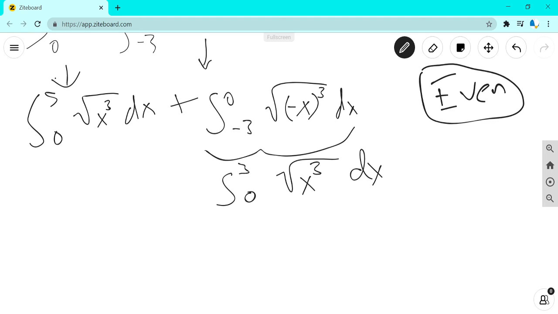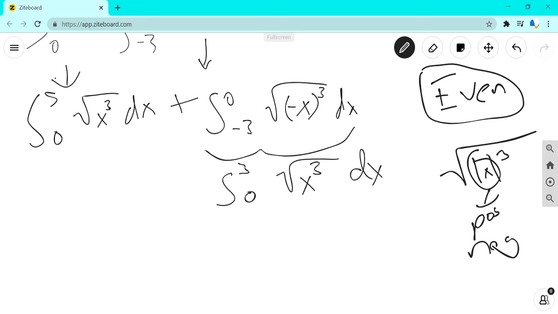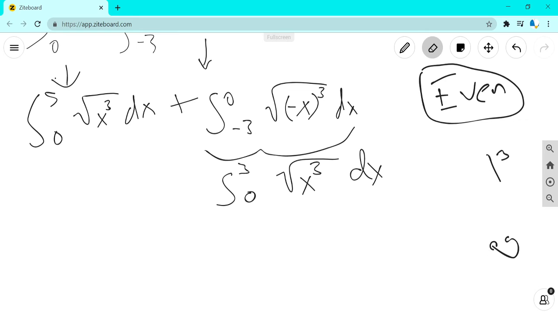If it's even, remember this is an even function because we had the square root of x to the third. If you put a positive number in there, this top will turn out positive. But if you put a negative number there, it'll also turn out positive. So it turns out that this function is just even. So we can make it into this. So now we can add this.